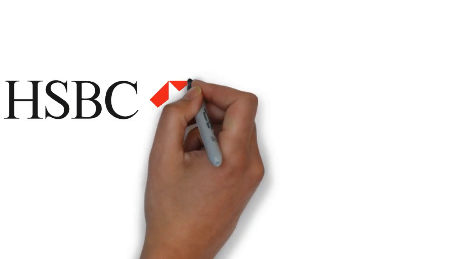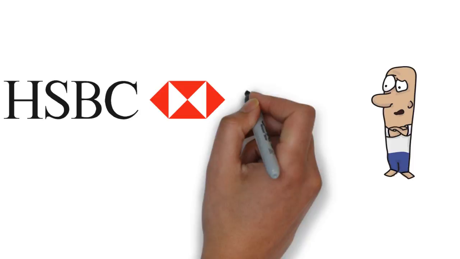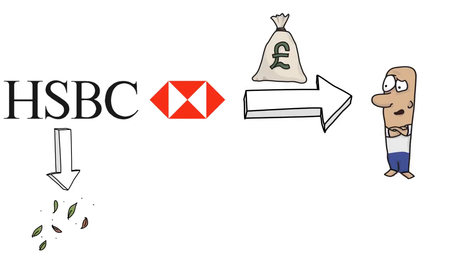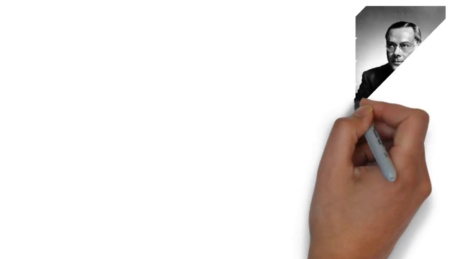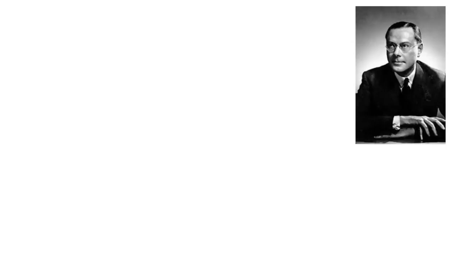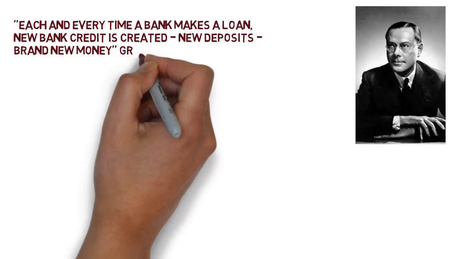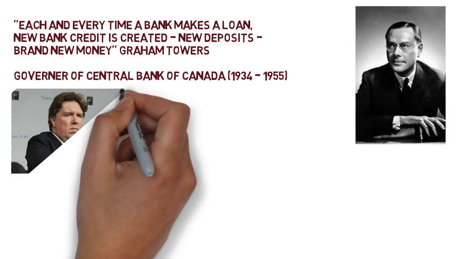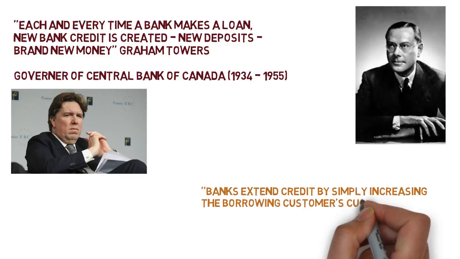Now, another part of the system is the commercial banking side. Every time you take out a loan, to get a car, a house, or general appliances, for example, banks create this money out of nowhere to give to you, and you still have to pay interest on it. Now, Graham Towers, the former governor of the Bank of Canada, stated that each and every time a bank makes a loan, new bank credit is created.